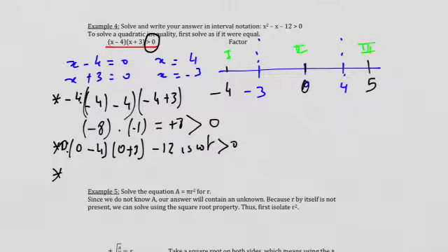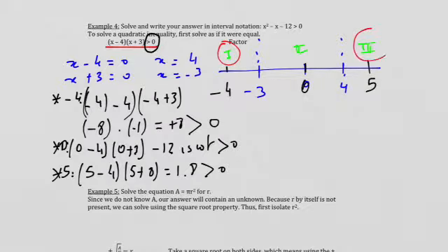The last part is going to be when x equals 5. And if I'm looking at x equals 5, I have to deal with 5 minus 4 times 5 plus 3. That gives me 1 times 8. And that is greater than 0. Alright? So I can clearly see that there are two intervals where the value of x will satisfy this inequality. It is interval number 1 and interval number 3.